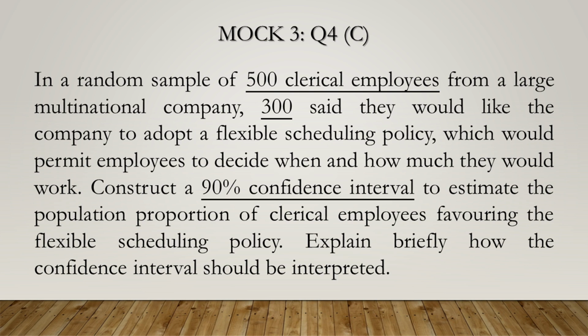Let's talk about mock 3 question 4c. In a random sample of 500 clerical employees from a large multinational company, 300 said they would like the company to adopt a feasible scheduling policy, which will permit employees to decide when and how much they will work. Construct a 90% confidence interval to estimate the population proportion of clerical employees favoring the flexible scheduling policy. Explain briefly how the confidence interval should be interpreted.